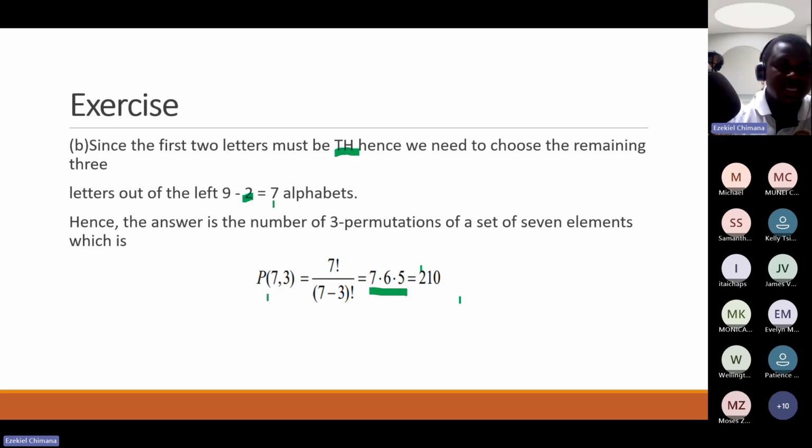I don't know if I've got questions on permutations, but if there are no questions, okay, there's a hand by Wellington. You want to say something? Oh, okay. Thank you, sir.